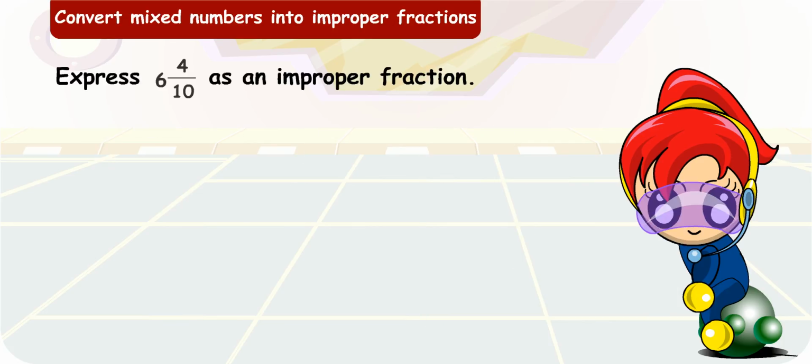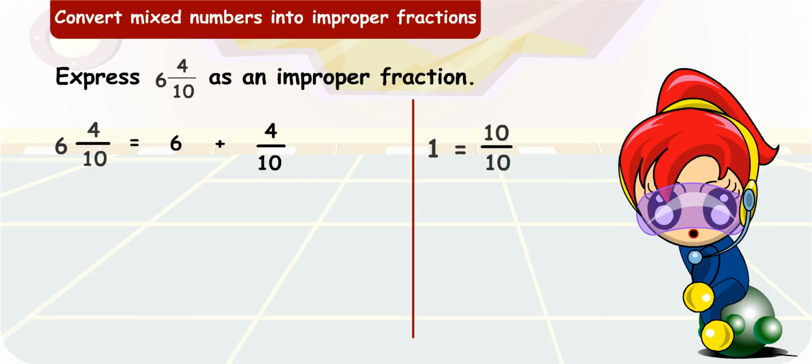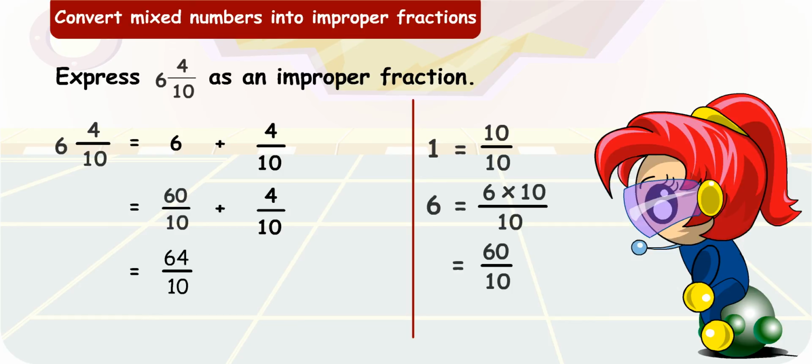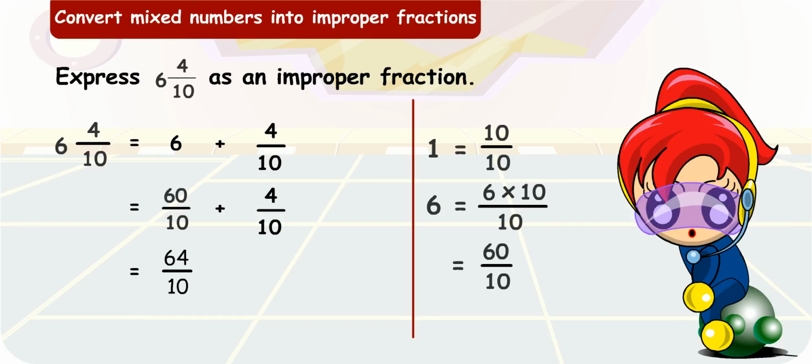Okay, express 6 4/10 as an improper fraction. 1 whole equals 10 tenths, so 6 wholes equal 6 times 10, which is 60 tenths. Finally, add the remaining fraction, 4 tenths. I get the answer 64 tenths. Correct, Turbo Girl. Can you reduce the answer to its simplest form? When I divide both numerator and denominator by 2, I will get 32 fifths. Good work, Turbo Girl.